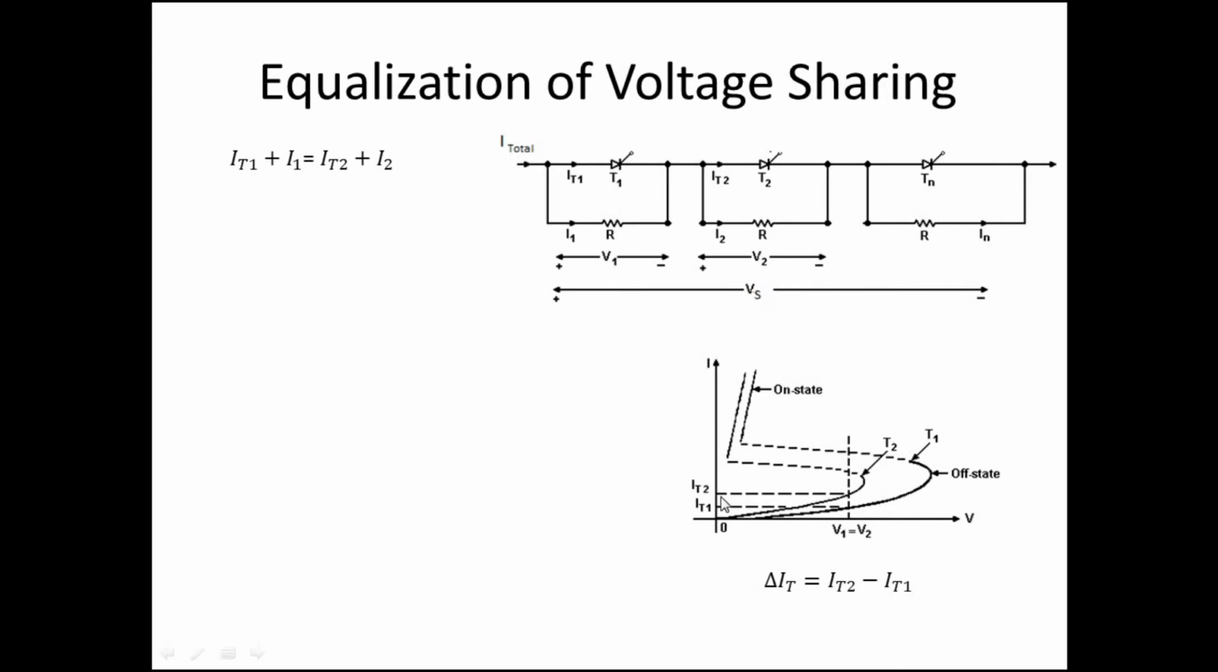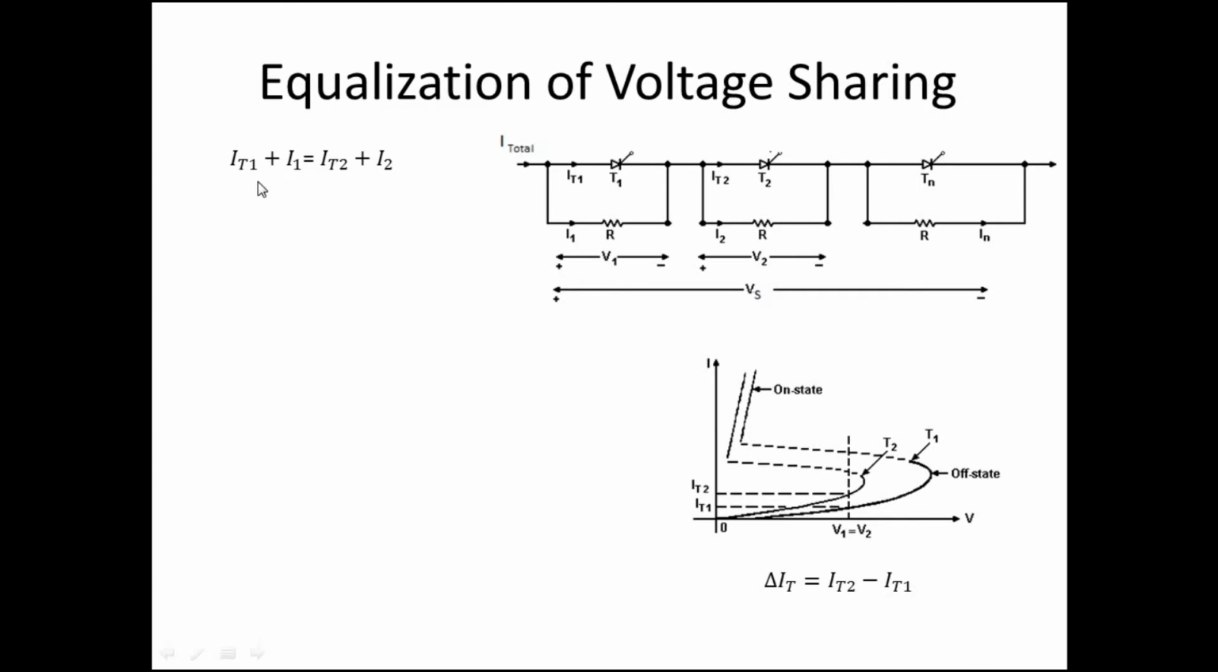Where IT1 is the current flowing through T1 and IT2 is the current to be flown through T2 for making the voltages the same. We are making the voltage the same by connecting R, where IT2 minus IT1 is termed as delta IT, the change in current shared by the current through the thyristors. By KCL we will get this equation.